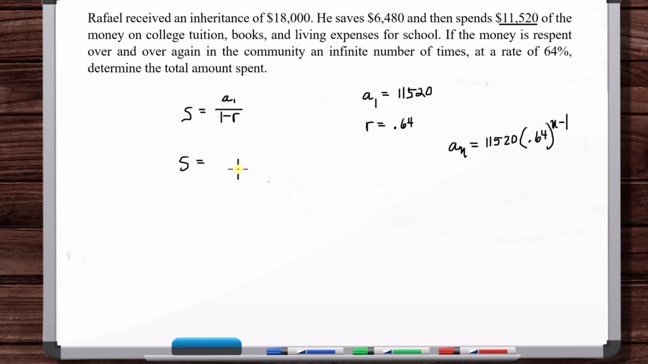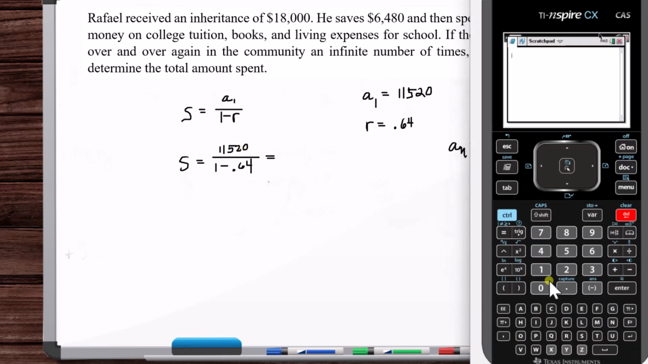So just use this formula: 1 minus 0.64, and then okay, so divided by 32,000.